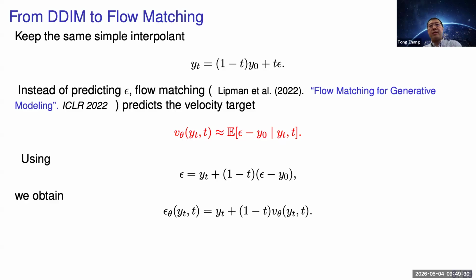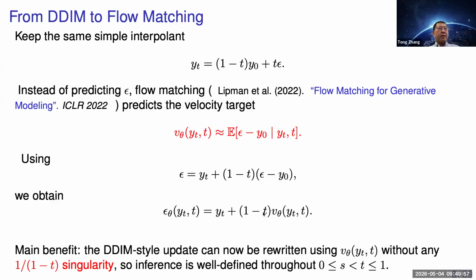You are predicting something which is finite, so that you make sure you do not have any numerical issues because of this 1 minus t issue, okay? So anyway, this is what it is, right? This is the formula we saw before, and then you can rewrite this, so that there's a relationship. Now you can use this relationship. You can plug in the DDIM formula, and then you basically get back your flow matching formula.